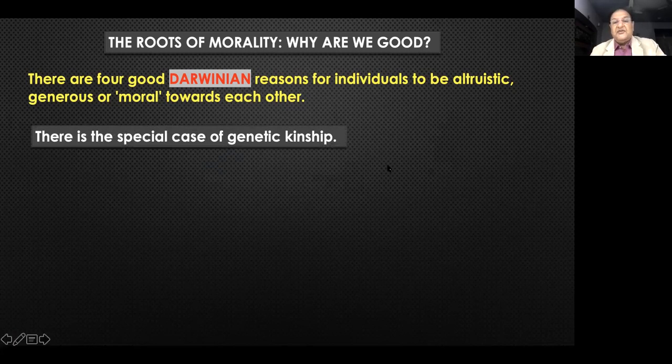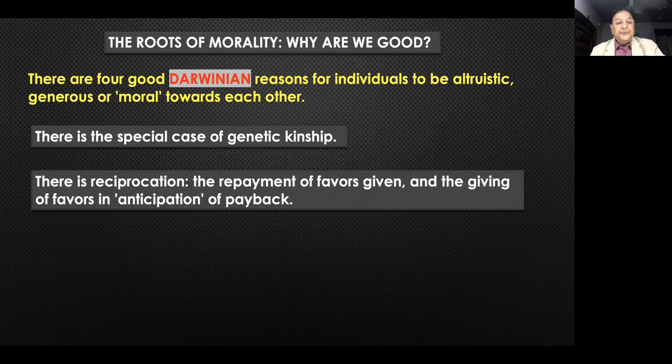So there is a special case of genetic kinship. If you read The Selfish Gene, you can understand that this is some kind of genetic kinship which exists. That also is based on a Darwinian principle which makes the person good. Then there is reciprocation, the repayment of favors given, and the giving of favors in anticipation of payback. Sometimes when you praise somebody or help somebody, the person in turn helps you. And so your body, your mind, your entire psyche is tuned to know that this is going to be useful and effective. So Darwinian selection theory comes in here, and you become altruistic.